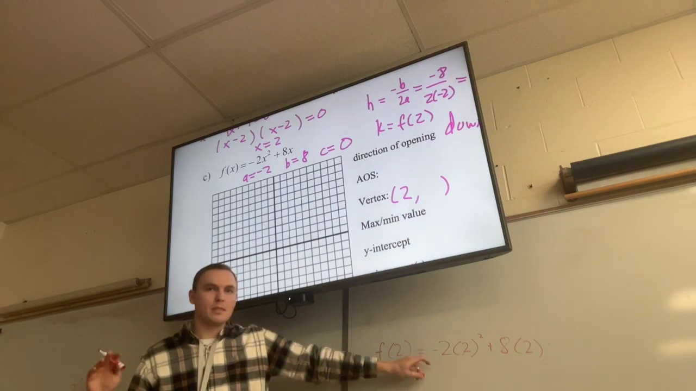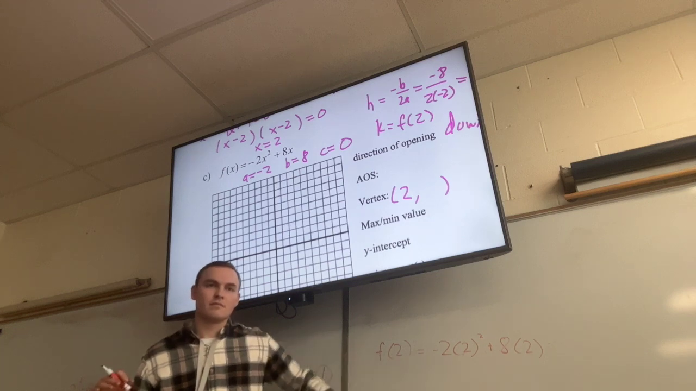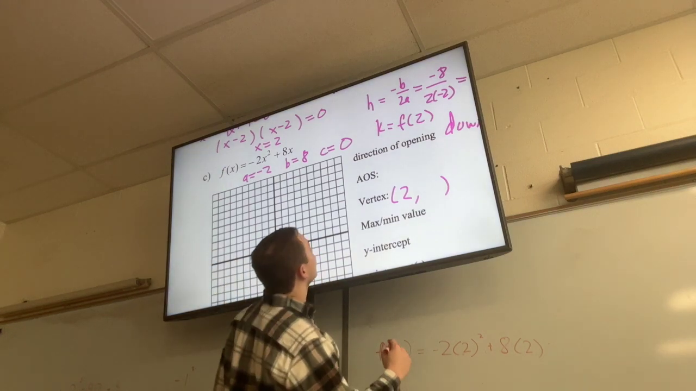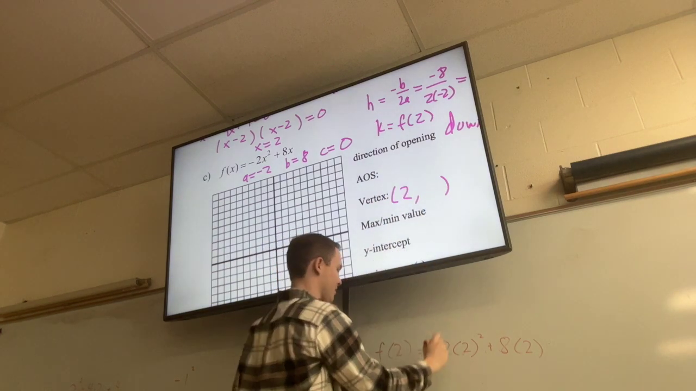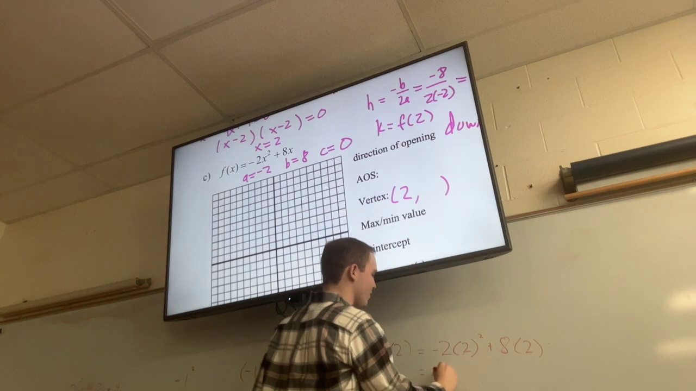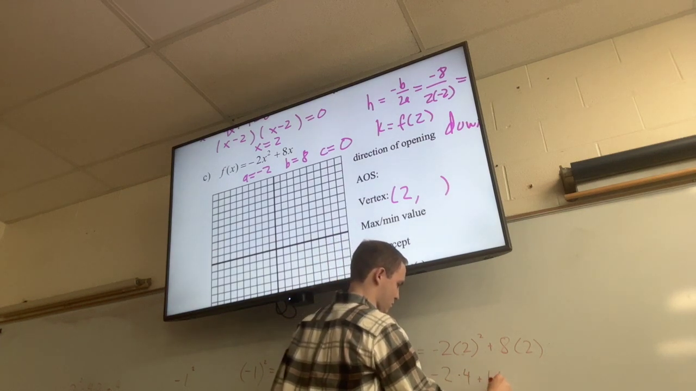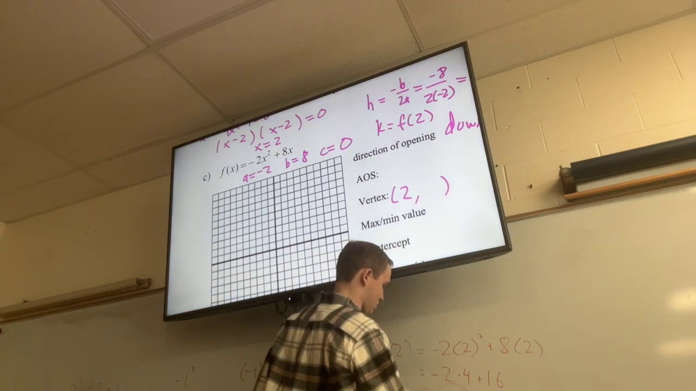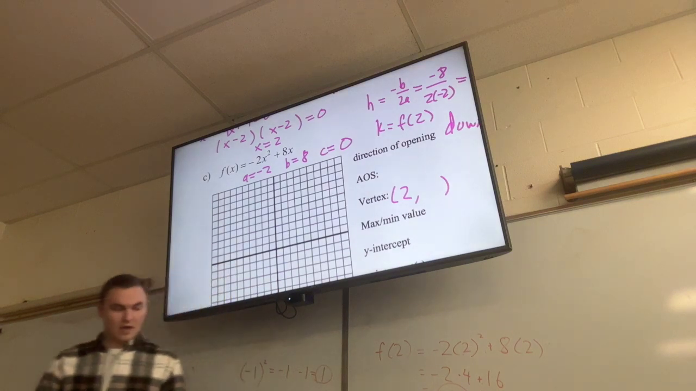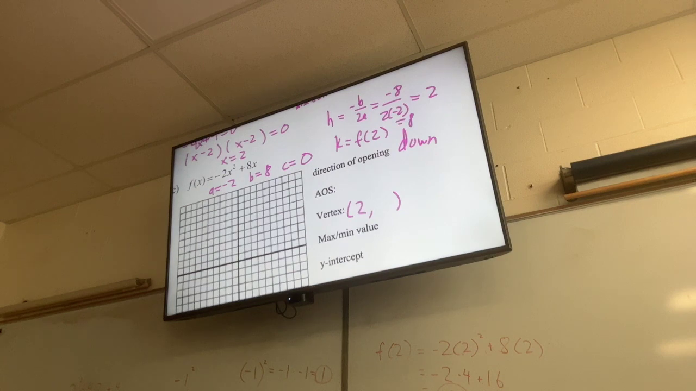Is it AOS? X equals H. Oh, so the AOS is 2. Yes, X equals 2. And the vertex is H, comma, K. So that's my K. My K is 8. It's going to be 2, comma, 8.